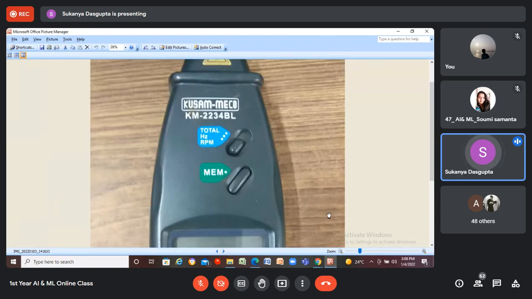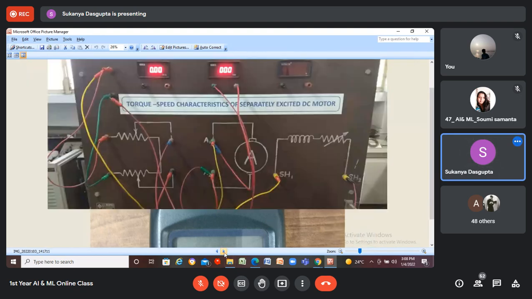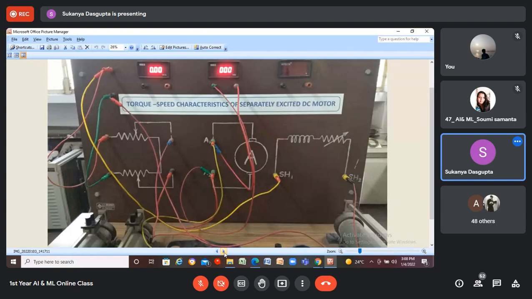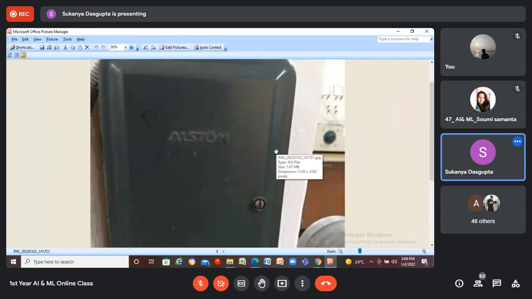This is the tachometer, the digital type contactless tachometer, which will measure the speed of the machine. And this is the entire setup. And this is the supply mains from Alstom. So these are the instruments and equipment required to perform this experiment.